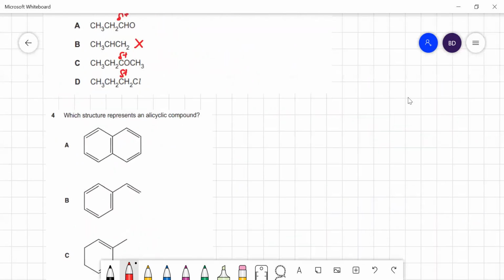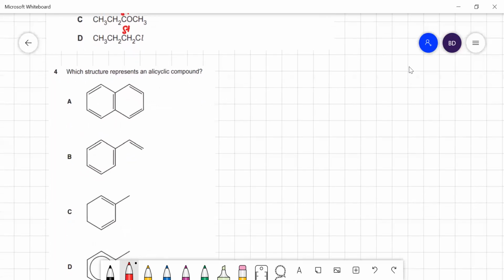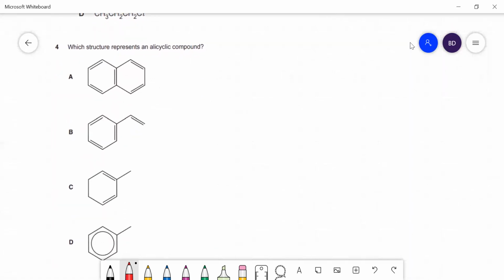Which structure represents an alicyclic compound? So an aliphatic cyclic compound, so it can't contain a benzene ring. So the only one that it could be is this one here. The others all contain, well, a delocalized electron structure.